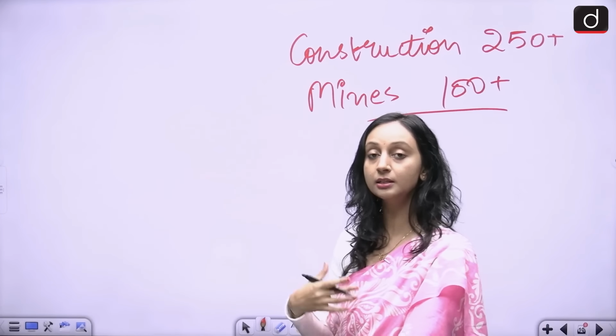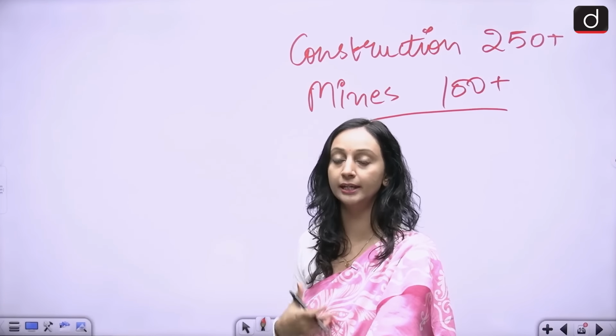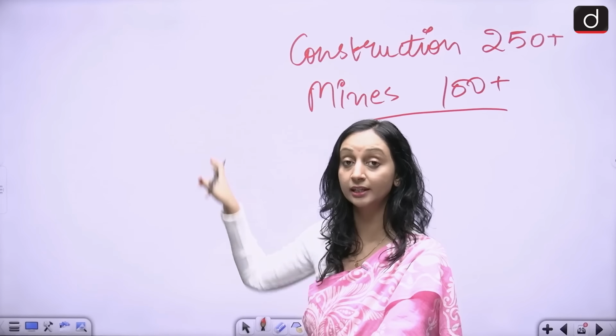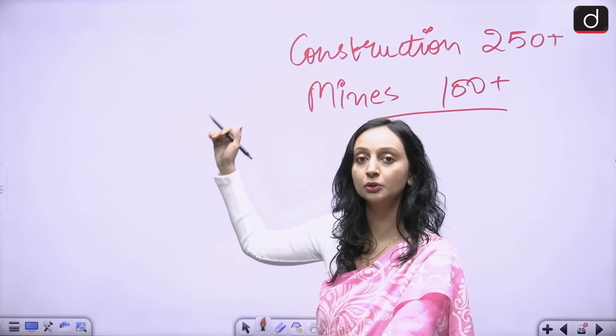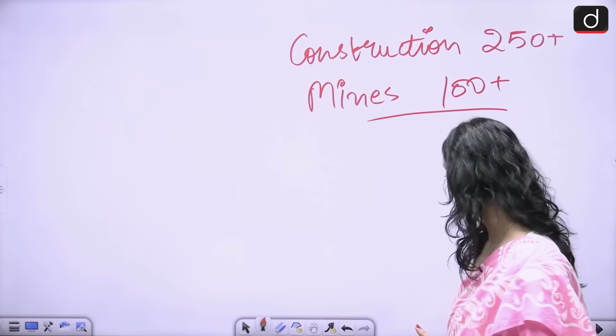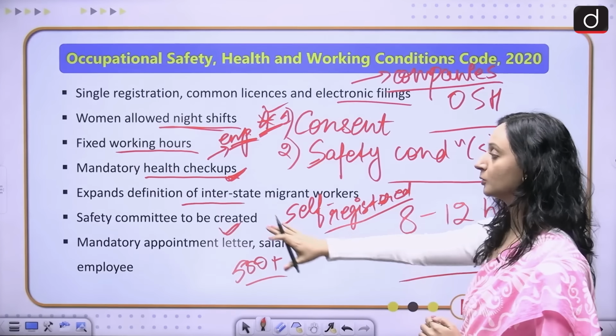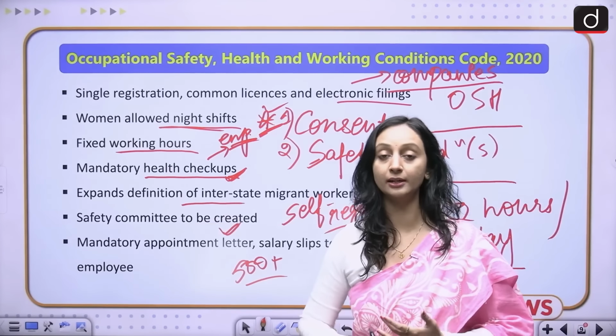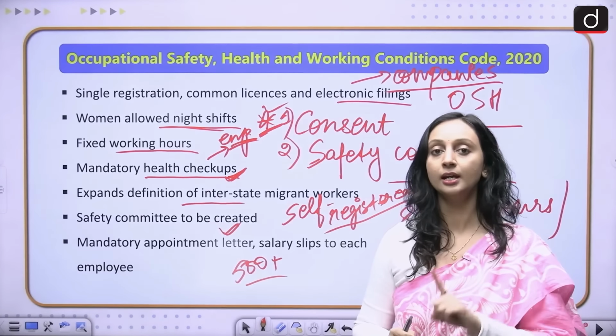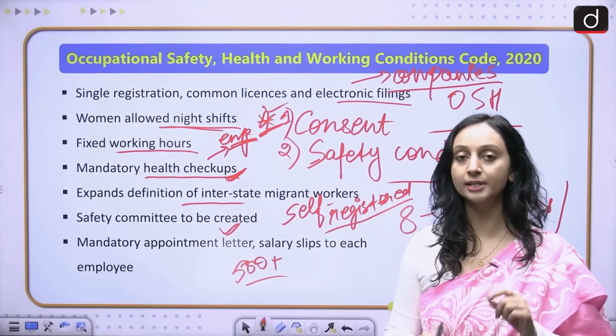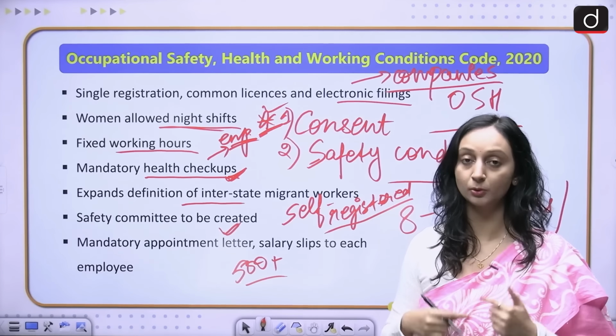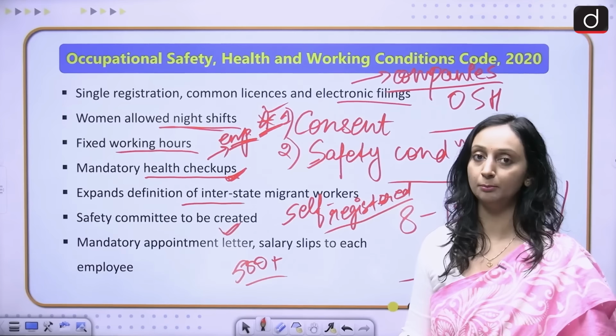So if the hazardous situations increase, the dangerous situations of working are increasing, the danger levels are increasing, the threshold of people required is decreasing. So a safety committee has to be created for factories with 500 plus employees, construction units with 250 plus employees, and mines with 100 plus employees, so as to ensure the safety of employees.